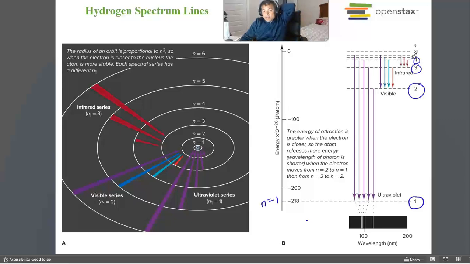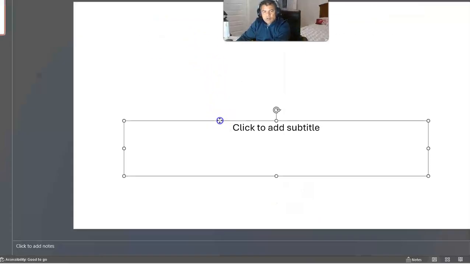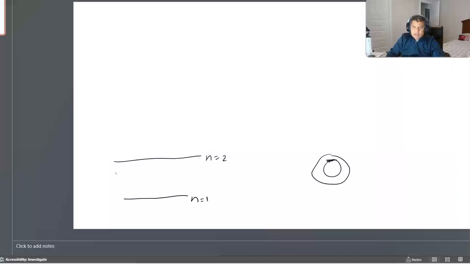Okay, now see what is happening. If the electron jumps back to the ground state from any level, second, third, fourth, fifth, sixth, it will produce ultraviolet light. So let me draw here the hydrogen atom levels. This is the n equals 1 level, this is the n equals 2 level, like that.